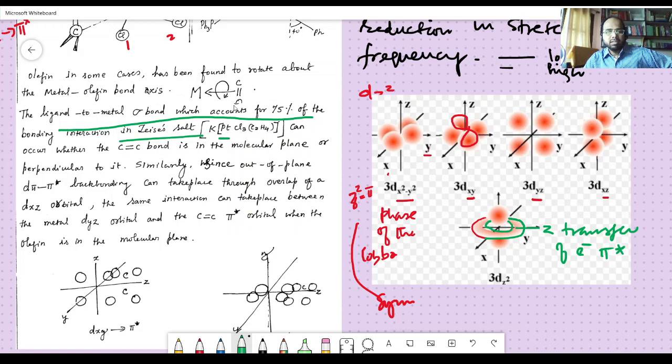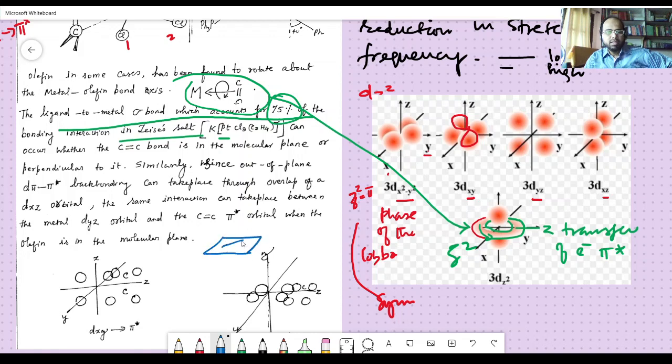Another salt is there. I was telling you about the metal ethylene rotation, and that is possible when you have some rotation around the d orbitals, which are essentially z square in nature. Then coming to this ligand to metal sigma bond, which accounts for 70% of the bonding interaction in this salt, KPtCl3C2H4, the CC bond can be in the molecular plane or perpendicular to it. If you have a square planar complex, this particular plane is called the molecular plane.